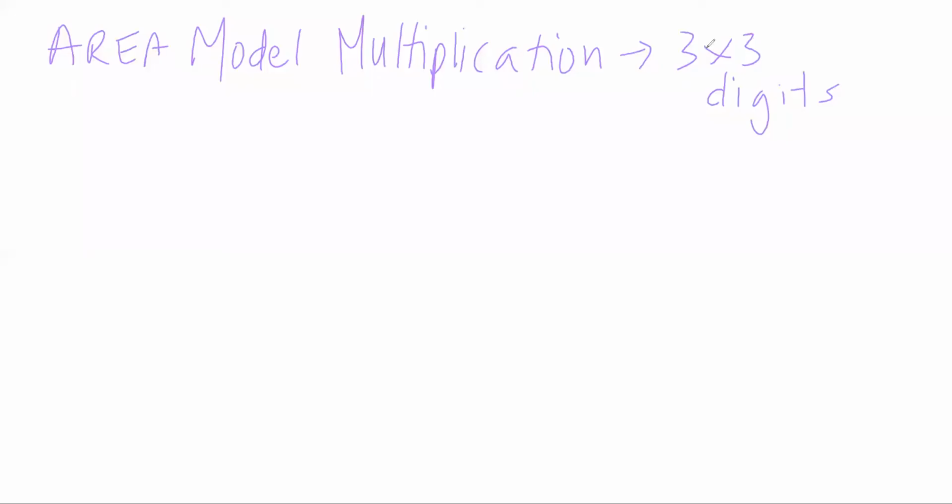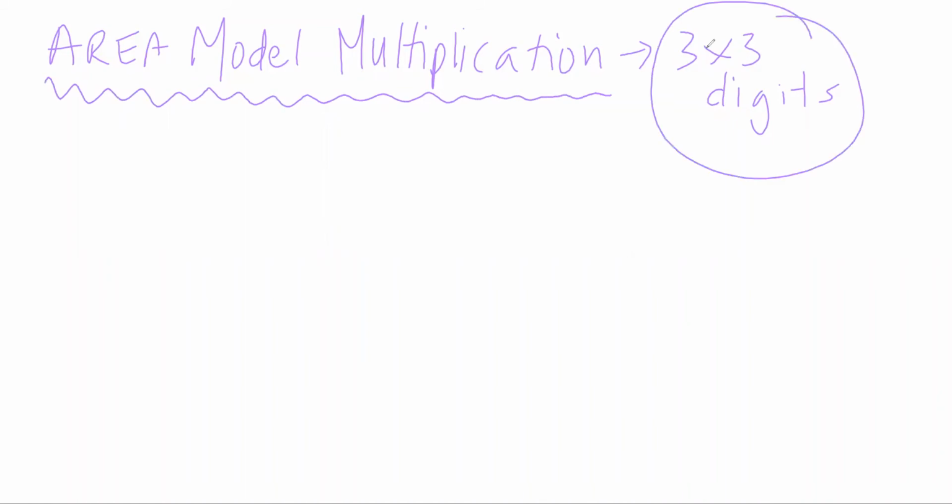All right, so here's our third and final installment of the area model multiplication, and we're going to be focusing on 3 by 3 digit numbers. That just means what happens when I have a 3-digit number and I have to multiply it by another 3-digit number. What do I do here? What is the process?